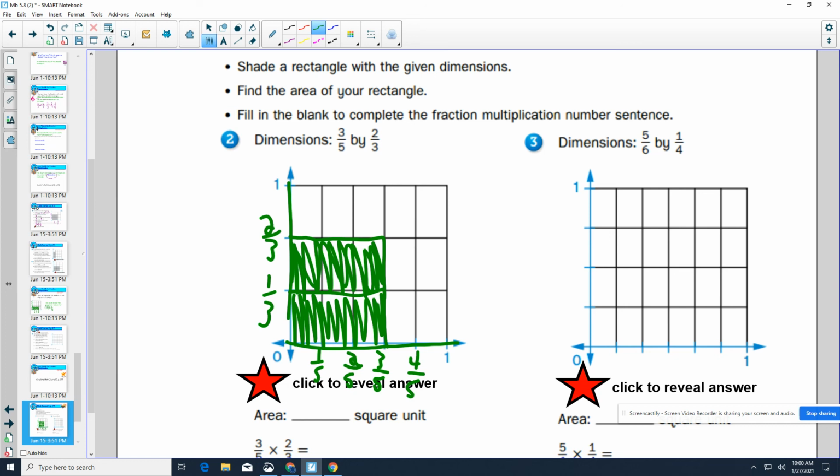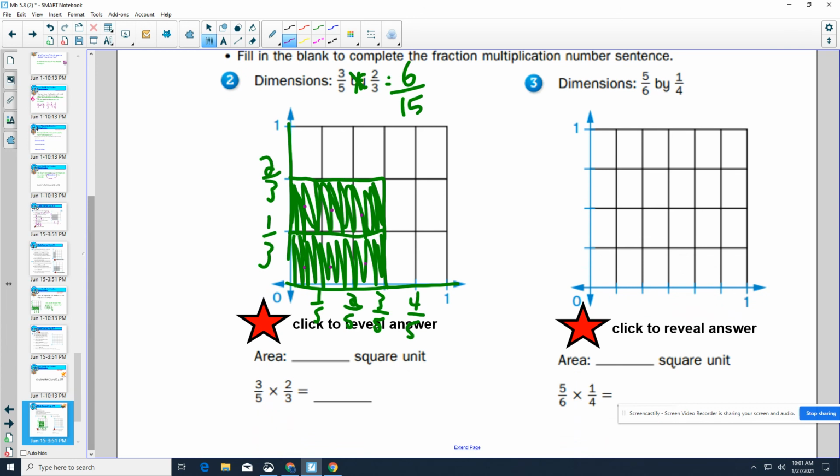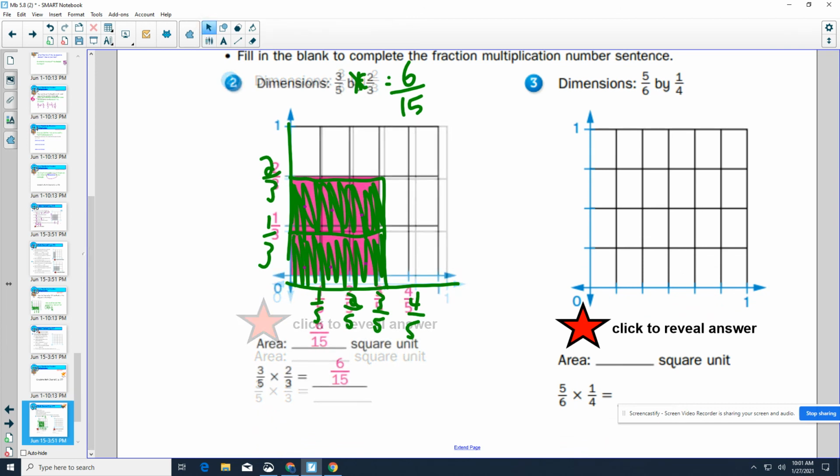Again, a great way to check your answer on this is to simply multiply, and I should have 6/15 shaded in. And if we look, I have 1, 2, 3, 4, 5, 6 out of 15 squares shaded. So let's go ahead and see if your answers match up. Okay, so you can see there's 6/15. All right, so if you haven't already, pause the video and complete number 3.